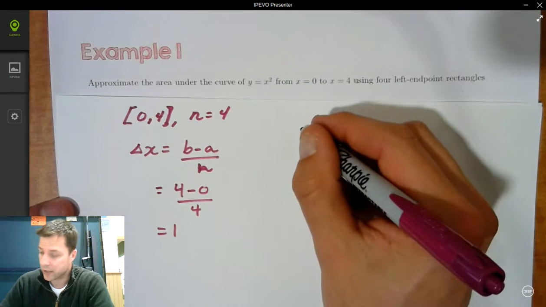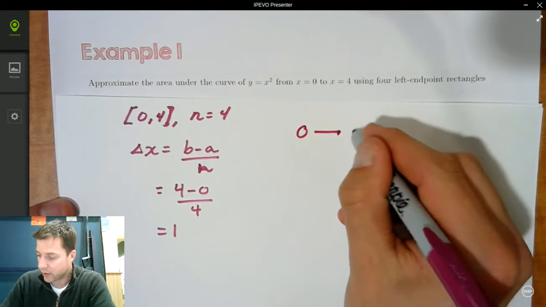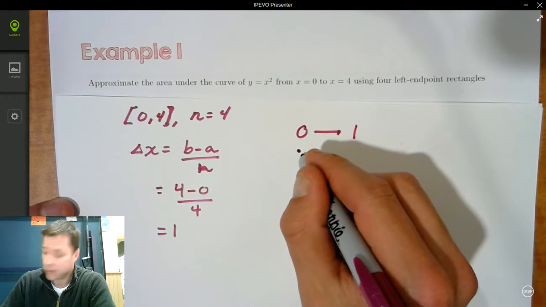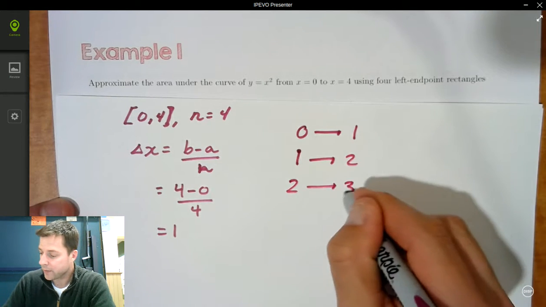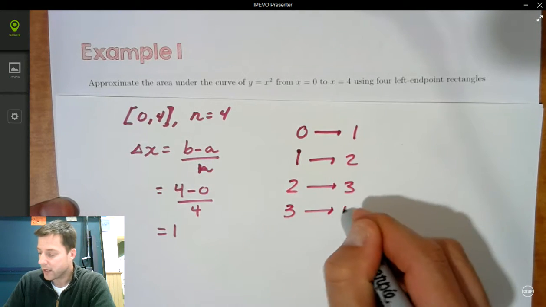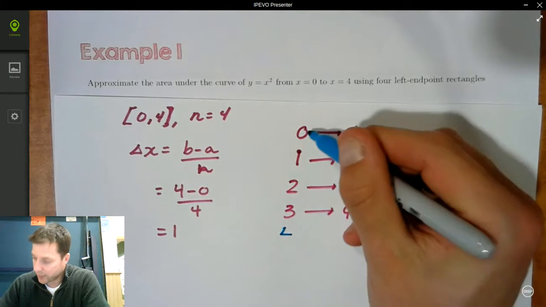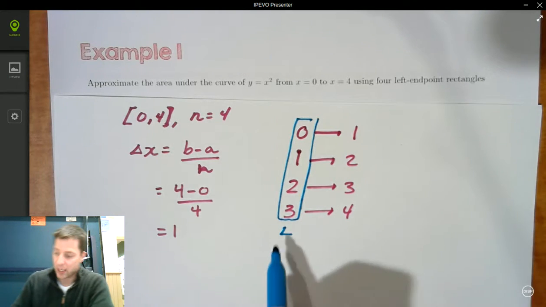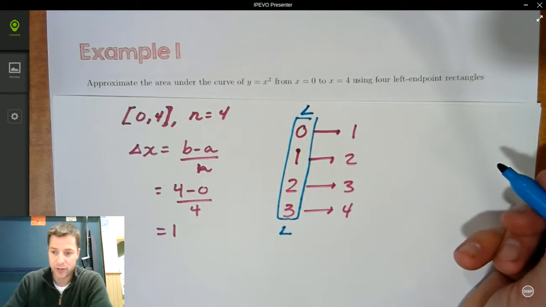So what I'm going to do here is start. They said we start at 0. The length of that one rectangle is 1. Then the next rectangle goes from 1 to 2, and then from 2 to 3, and then from 3 to 4. Now, since we're using left endpoints, these are the endpoints that are going to be my f of x1, f of x2, f of x3, that sort of thing. And notice how we leave out the last endpoint. So this would be used if we were using left.